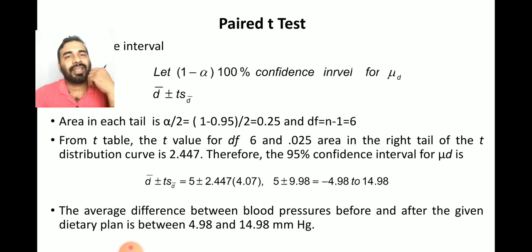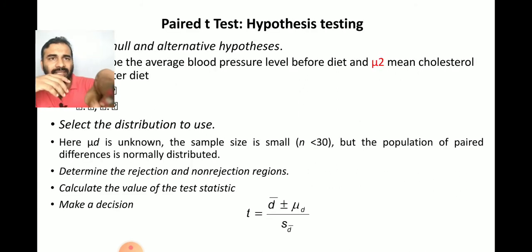Using this information we can refer to the t tables, and then we will get the value from the t table, which is 2.447. This means that the average difference between blood pressure before and after the given dietary plan is between 4.98 and 14.98. So we will get this kind of interval.